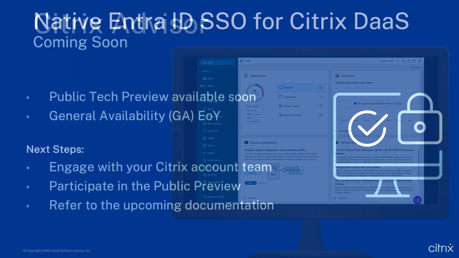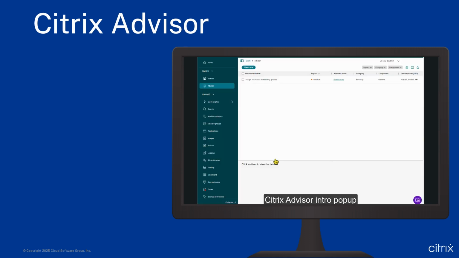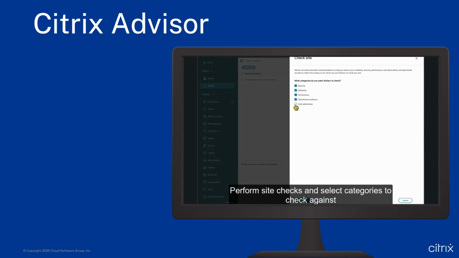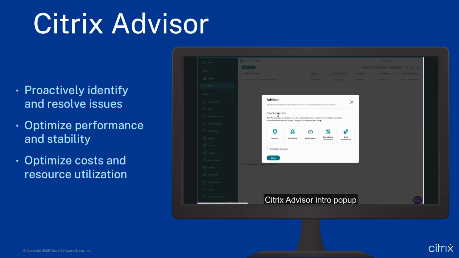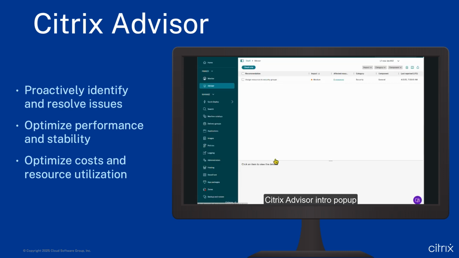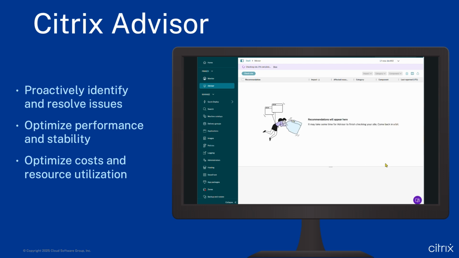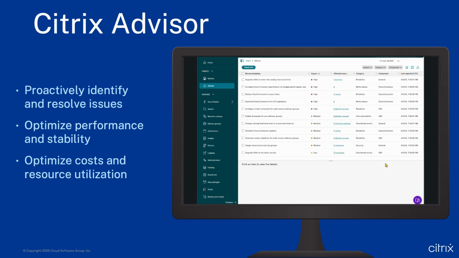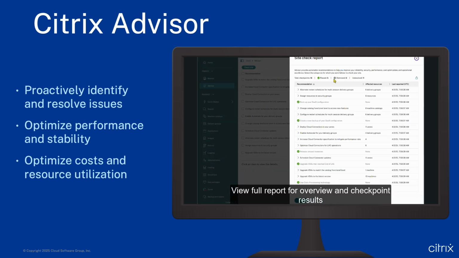The next thing we're looking at is how do we optimize your entire environment. And with that, we're looking at Citrix Advisor. And this is directly integrated into Citrix DaaS. And you can really think of this as a dedicated automated consultant for your environment, something that's always watching and always looking. And Citrix Advisor is constantly running checks on your deployment. And it delivers actionable recommendations right to your admin. It's all about getting ahead of potential problems before they become support tickets or even outages.